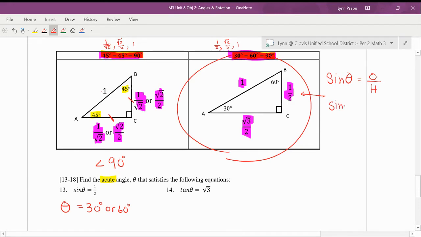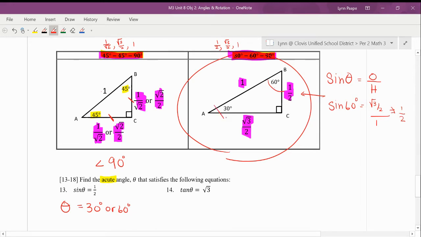If I were thinking, oh, it's sine of 60 degrees. So here's 60 degrees. Opposite of 60 is √3/2. Hypotenuse is 1. Well, that certainly is not 1/2, right? Do you see what we're doing there? So, okay, 60 was wrong.